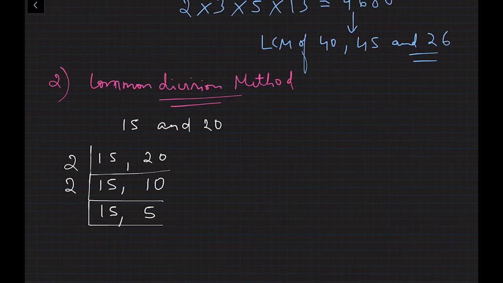The next prime number is 3, and 3 divides 15 but 3 doesn't divide 5. That is okay because we need to find the prime number that divides at least one of the numbers. Now, 3 5s are 15. 3 doesn't divide 5, therefore 5 is written as it is. We cannot continue with this division process with 3 because 3 doesn't divide 5. Therefore, we need to look for the next prime number, and the next prime number is 5.